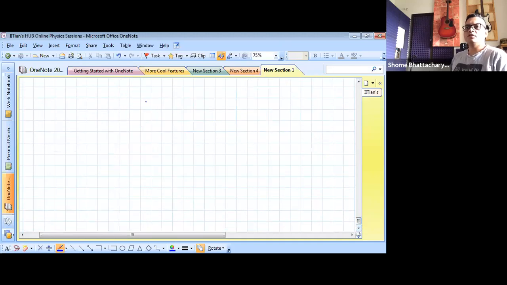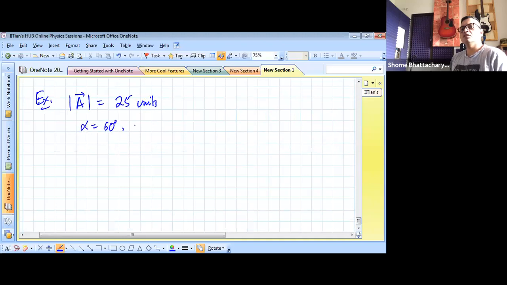So now we can also have a reverse question like this. Okay. Magnitude of a vector E is, let us say, 25 units. Okay, and alpha is equal to 60 degrees. Beta is equal to, let's say, 135 degrees. And gamma is equal to, let us say, 120 degrees. So express vector E in component form.